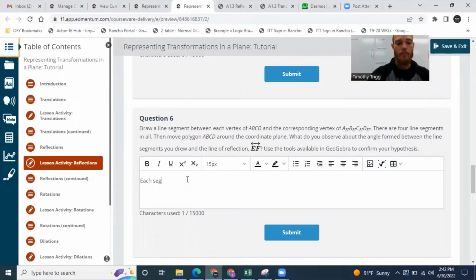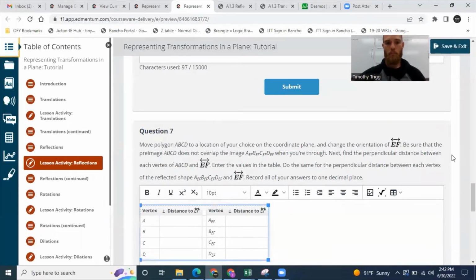Each segment that connects the pre-image to the image is perpendicular to the line of reflection. Remember, that means that they cross at a right angle, a 90-degree angle.